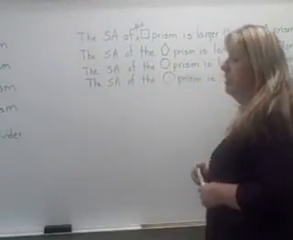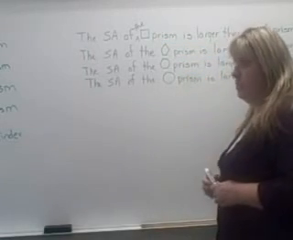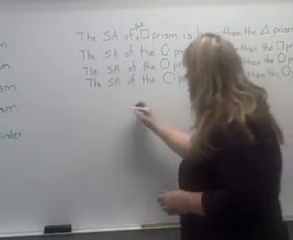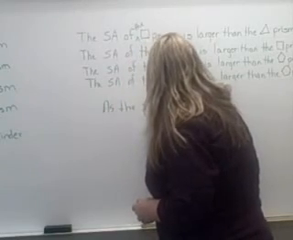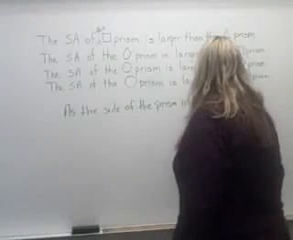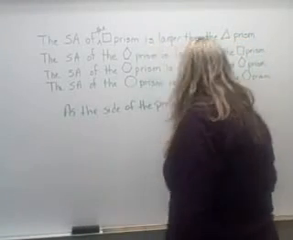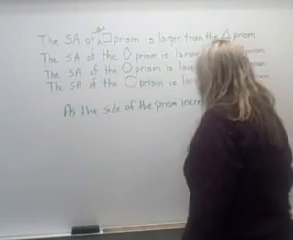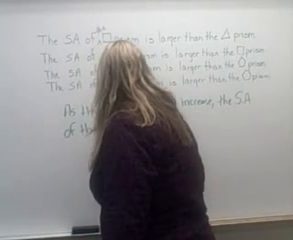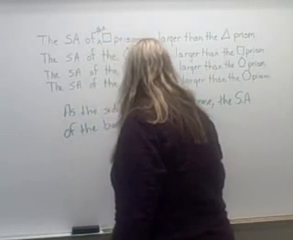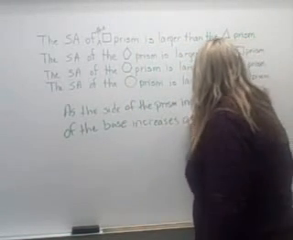The sides are increasing again, aren't they? Yep. Okay, so as the sides increase, the base gets bigger. Right. Okay? So as the sides increase, the surface area of the base increases. And because that happens, the surface area of the entire cylinder increases.